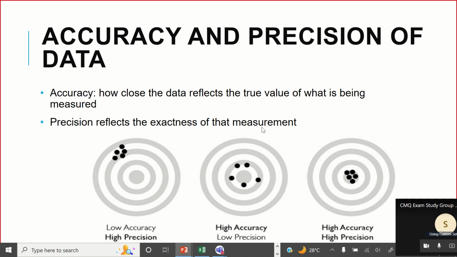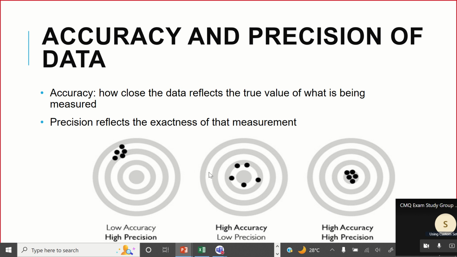Precision reflects the exactness of the measurement. So whether the measure is exact. This one is high accuracy, but low precision. This one is low accuracy, so it's way far from the center point, but it's high precision. It's repeatedly going around the same area. And then they say that this example is high precision, high accuracy. So the data reflects the true data numbers, and it also reflects exact measurement. So this is the difference between accuracy and precision.